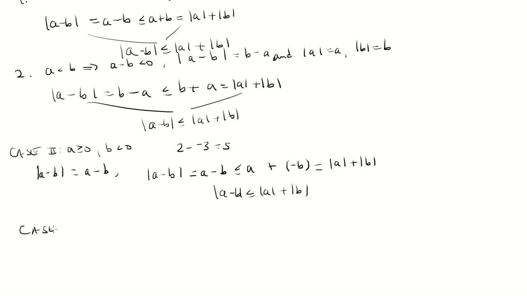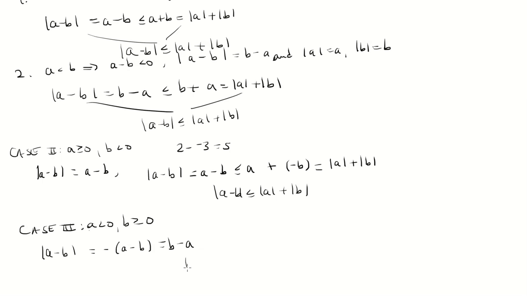Now the third case, now a will be negative and b will be non-negative. So the absolute value of a minus b is the same thing as saying negative a minus b. Or if you distribute the negative, that's the same thing as b minus a. And here it's because b minus a is greater than 0.